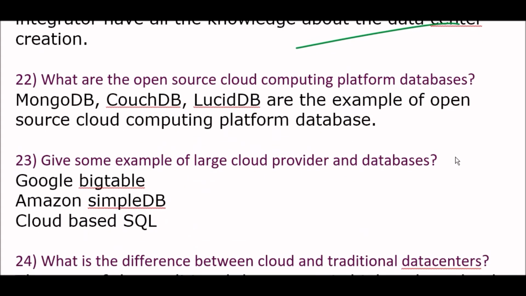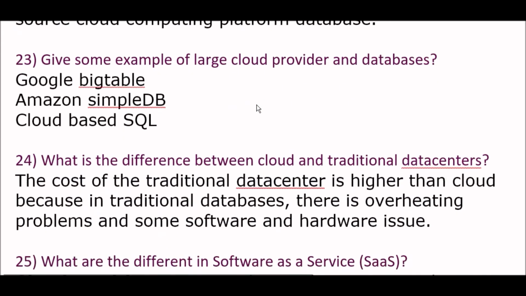Next question. What are the open source cloud computing platform databases? Answer: MongoDB. DB stands for database. LucidDB are examples of open source cloud computing platform databases. Next question. Give some examples of large cloud providers and databases. Answer: Google Bigtable, Amazon Simple Database, Cloud-based SQL. They are all examples of large cloud providers and databases.